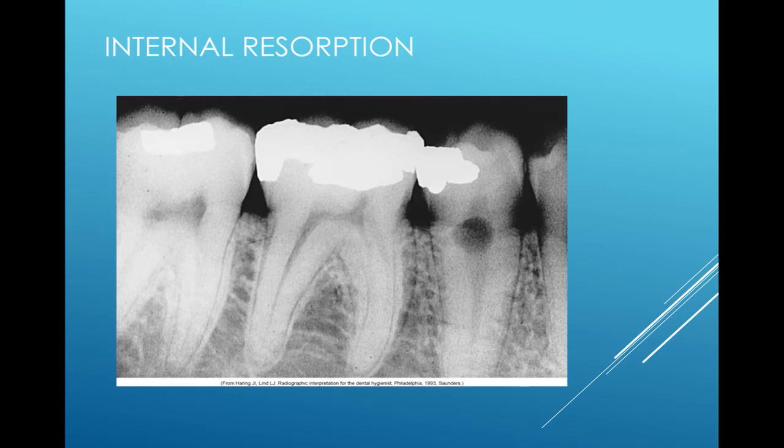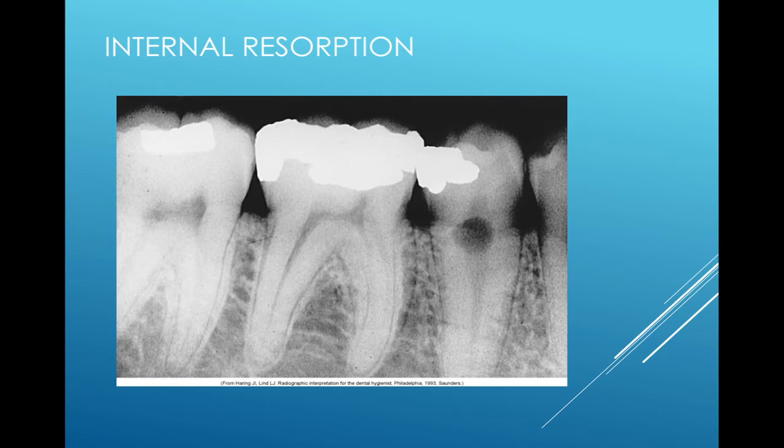Next, we have internal resorption. So internal resorption occurs within the crown or root of a tooth. It involves the pulp chamber, pulp canals, and surrounding dentin. It's believed to be precipitated by factors such as trauma, pulp capping, or pulp polyps, and it appears as a round oval radiolucency in the mid-crown or mid-root portion of the crown.